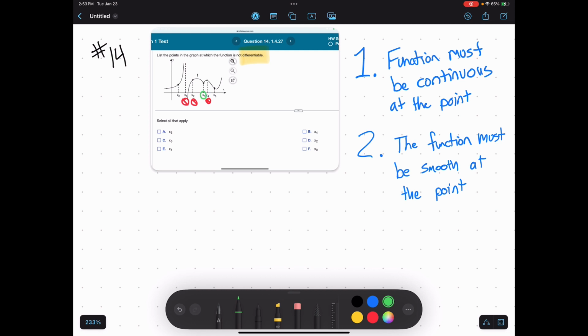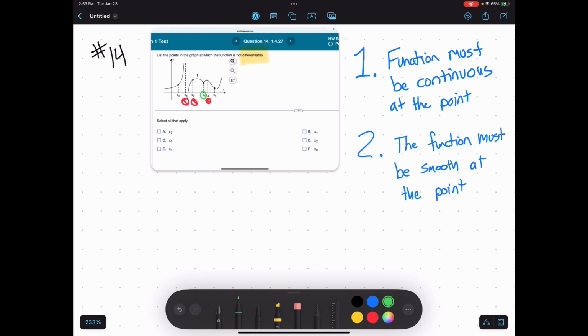What do you notice about the function at x3? It has this weird angle. If I asked you to find the tangent line at that point, could you do it? Not if it's an angle like that, right? It's impossible to draw a tangent line at a point where there's an angle.